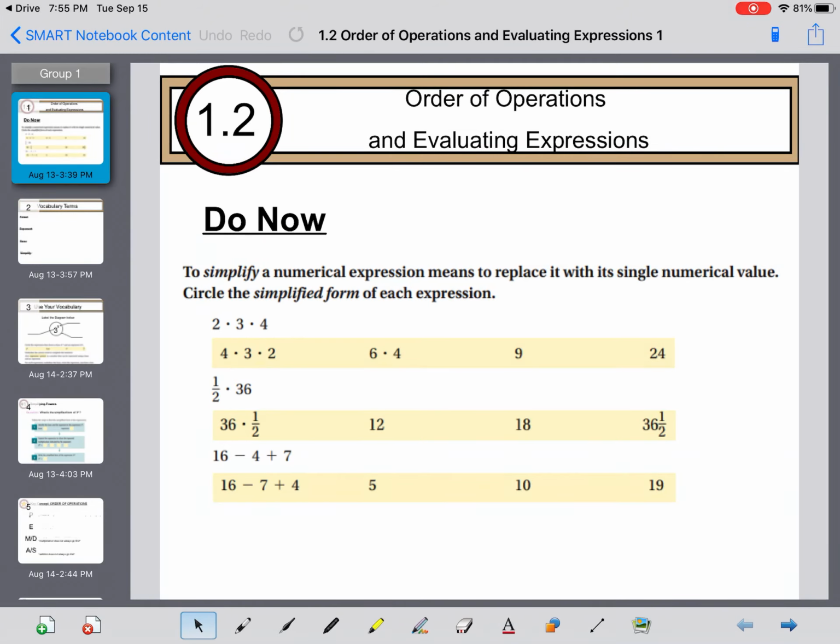All right, everybody, this is Algebra Review, Section 1.2, Order of Operations and Evaluating Expressions.